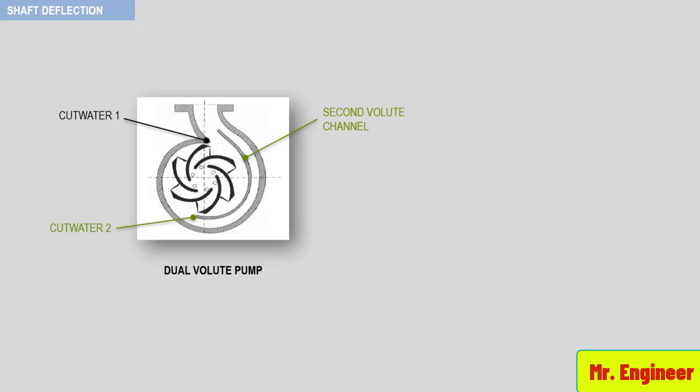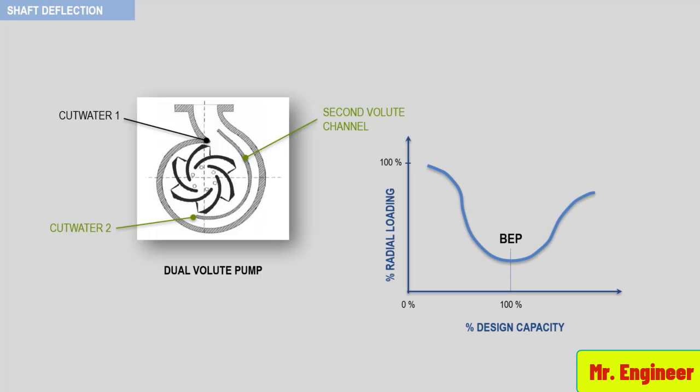The second cutwater and volute channel create an additional obstruction to the flow through the pump, and for that reason it robs some energy from the fluid. This will for sure reduce the efficiency to a small degree, but the operational range of these pumps is quite broad, as you can see from the following graph.